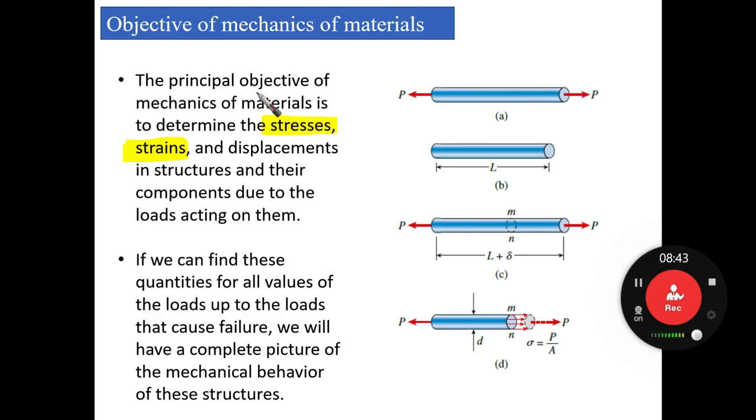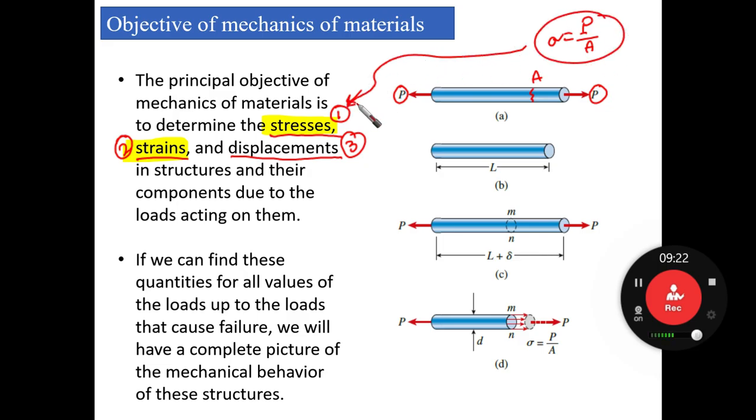Okay, so the principal objective is to determine stresses, strains and displacements in structures and their components due to the loads acting on them. So we have three things here. Something related to stresses. I'm going to talk about stresses later on. Whenever we have a solid body and a load is being applied on it, if we have a cross-sectional area here, let's assume it's A, the stress is going to be, as we're going to see, P over area. This is the meaning of the word stress here.